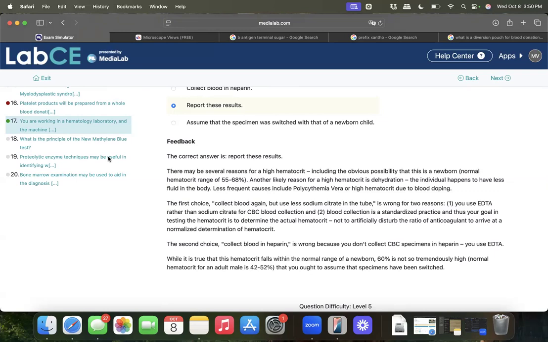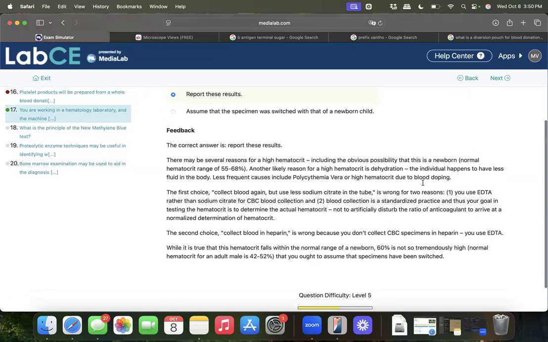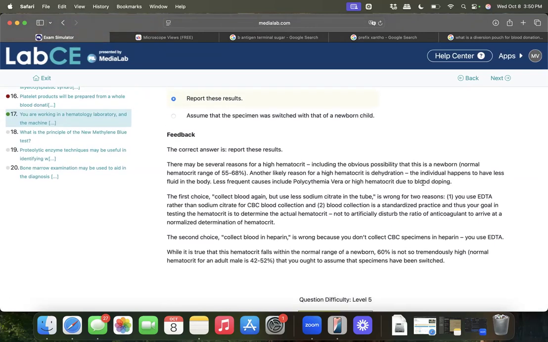Oh, wow. I mean, maybe he's a 51-year-old male that does marathons or something and he's taking like EPO. The first choice, collect the blood again and use less sodium citrate, is wrong for two reasons. You use EDTA rather than sodium citrate for a CBC. And number two, blood collection is a standardized practice, and your goal in testing the hematocrit is to determine the actual hematocrit, not to artificially disturb the ratio of anticoagulant to arrive at a normalized determination of the hematocrit, right? We don't want to try to change up people's results.